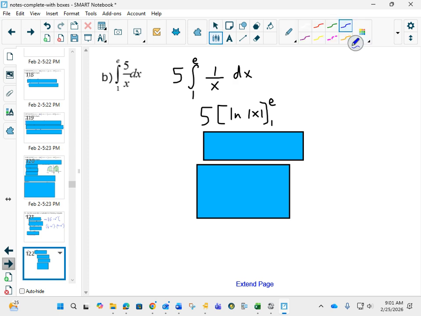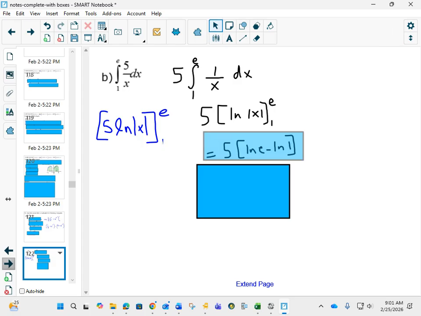Again, it is not wrong, and some of you will keep the 5 inside. Both are fine. Notation-wise, what you have to be careful with is the 5 outside means you have to put this in brackets and plug in the e and subtract and plug in the 1. Absolute values didn't matter here because we had all positive values.